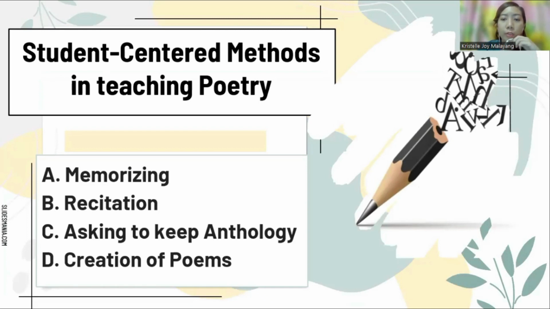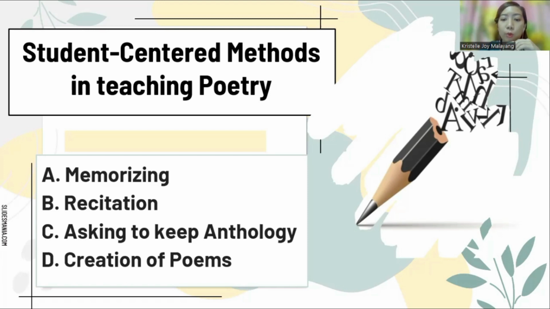Hello everyone, I am Crystal Malayang and I am going to present the student-centered method in teaching poetry. The student-centered method is well suited to an active classroom because it allows the students to participate in the given task. The learners are encouraged to participate in a series of tasks, of course with the collaboration of the other students. And the potential power of teaching poetry will always depend on the active and lively participation of every student inside the classroom.